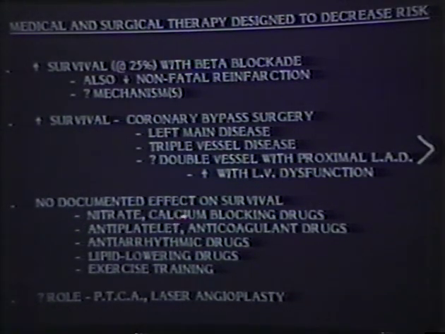Since I made up the slide, Dr. Barb Roberts at the recent ACC meeting presented a multi-center study of the use of diltiazem in patients with non-Q-wave infarction, showing that in that trial, this is the first documentation of a calcium entry blocker improving survival.